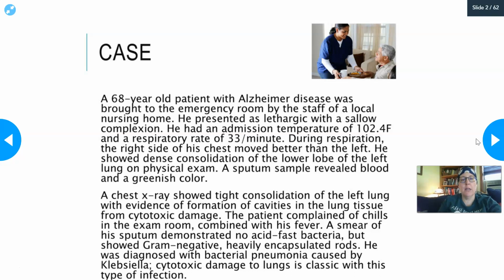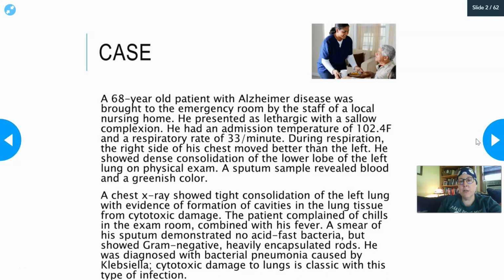So this is a 68-year-old patient with Alzheimer's disease. She was brought to the ER by the staff of a local nursing home. So she is a nursing home patient. I'm sorry, he. Sorry about that. He presented as lethargic with a sallow complexion.